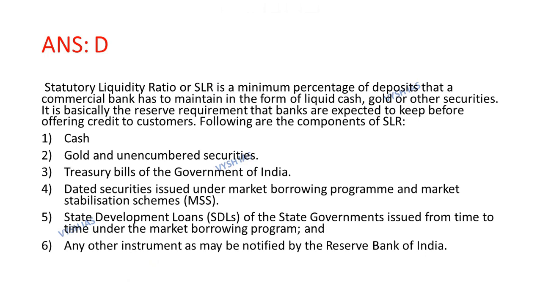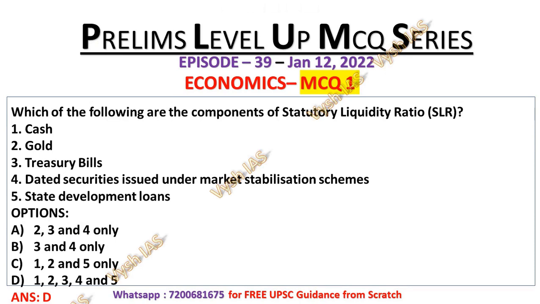For knowing this concept, you can watch my economics series already on the Vysh IAS YouTube channel. Component number 5 is state development loans of the state government issued from time to time under market borrowing program and any other instrument as may be notified by Reserve Bank of India. All these components are already mentioned in the question, that is statements 1, 2, 3, 4, 5. That's why all the statements or all the components are true.